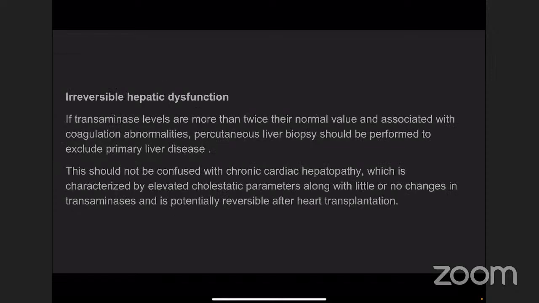Irreversible hepatic dysfunction: if transaminase levels are more than twice their normal value and associated with coagulation abnormality, percutaneous liver biopsy should be performed to exclude primary liver disease. This should not be confused with chronic cardiac hepatopathy, which is characterized by elevation in the cholestatic parameters along with little or no change in transaminases, and it is potentially reversible after heart transplantation.